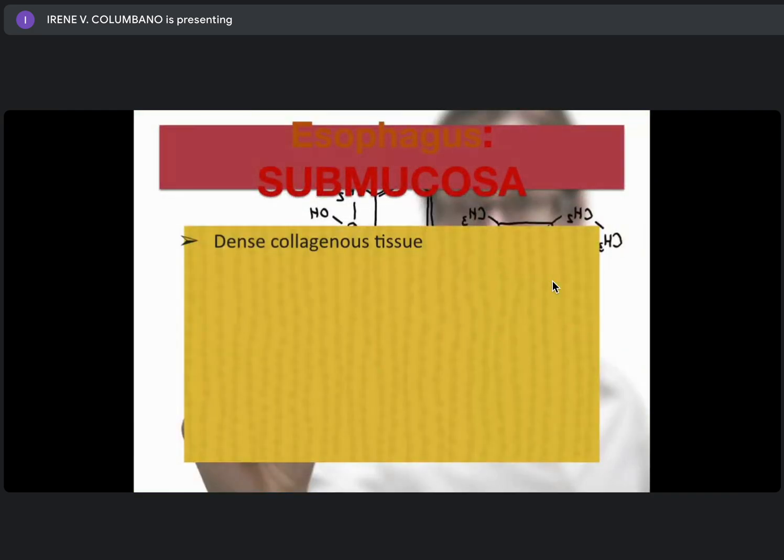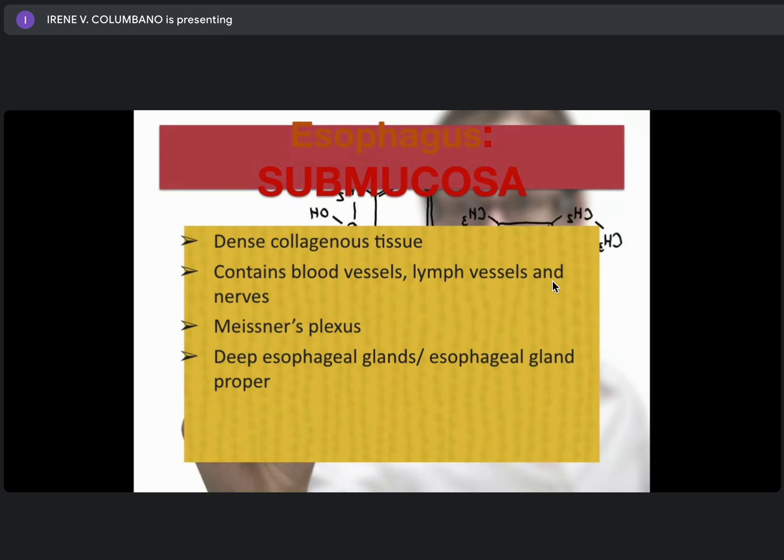Next is the submucosa, made up of dense collagenous tissue, containing the blood vessels, lymph vessels, and nerves. No? Ito may nerve plexus din. No? Deep esophageal glands and esophageal gland proper are located in the esophagus. So they are found in all segments of the esophagus.